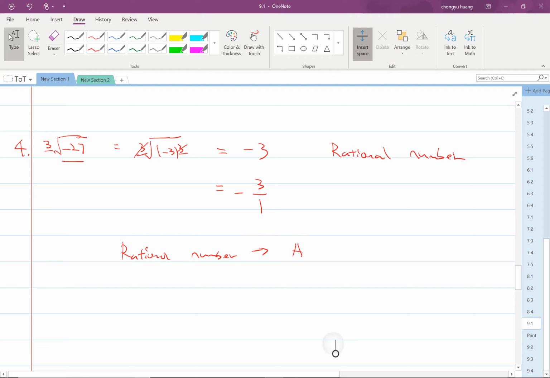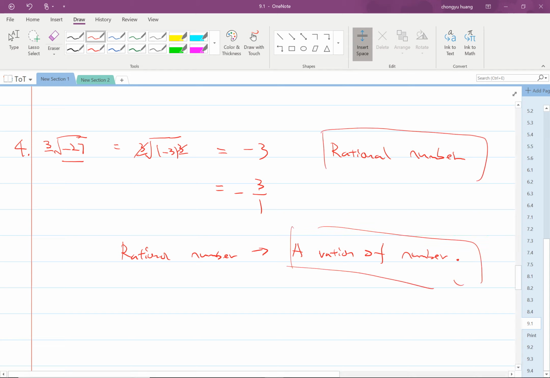a ratio of numbers, right? A ratio of numbers. Okay, that's one of the definitions we talked about at the beginning. So for a rational number, you need to have a ratio of numbers, right?